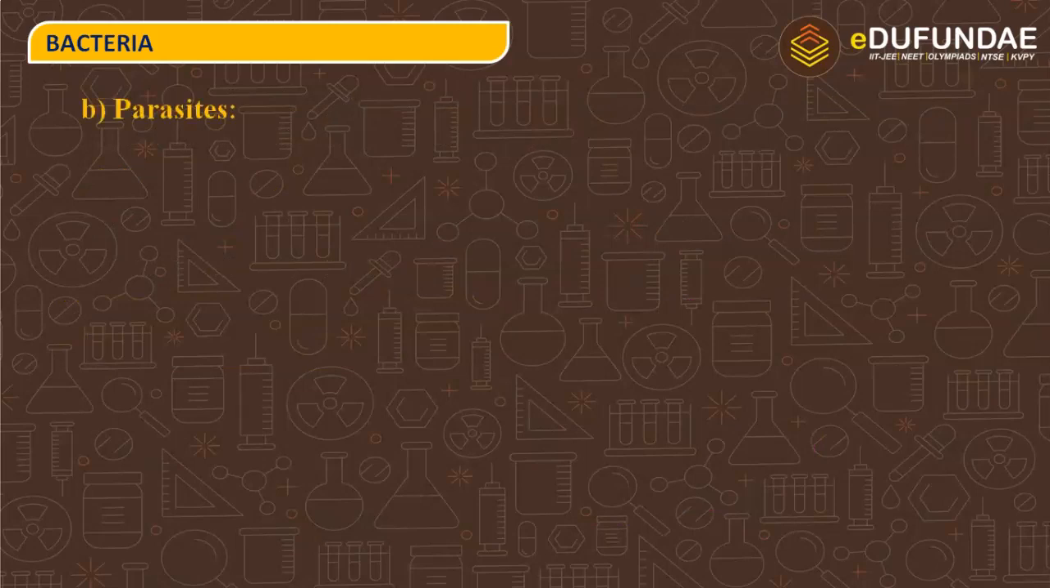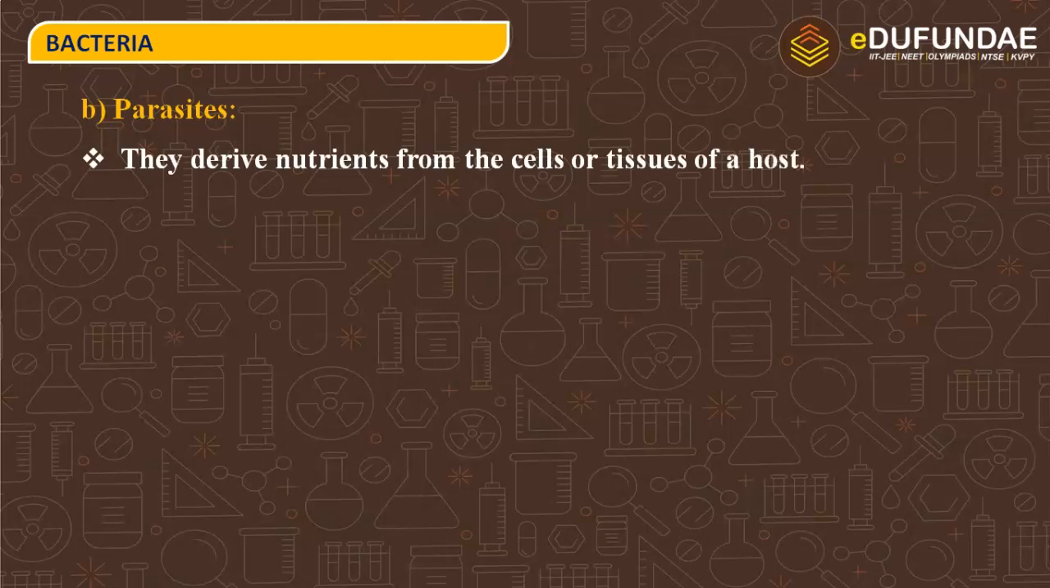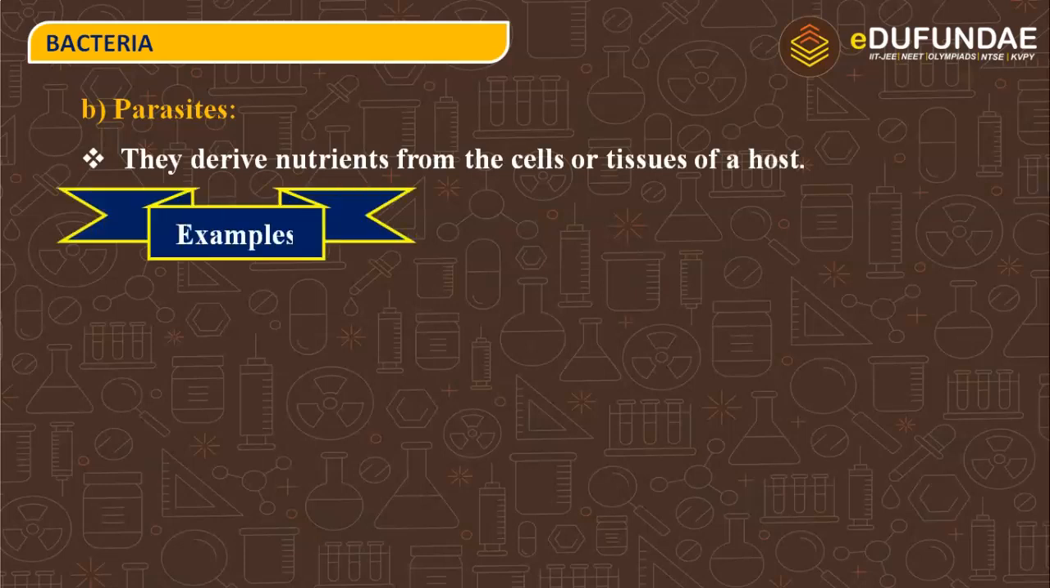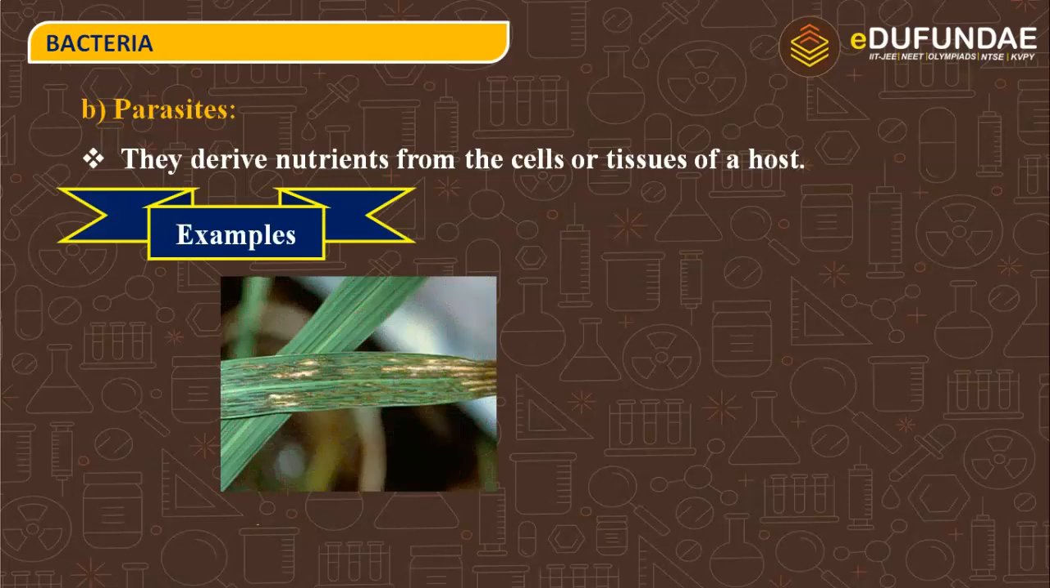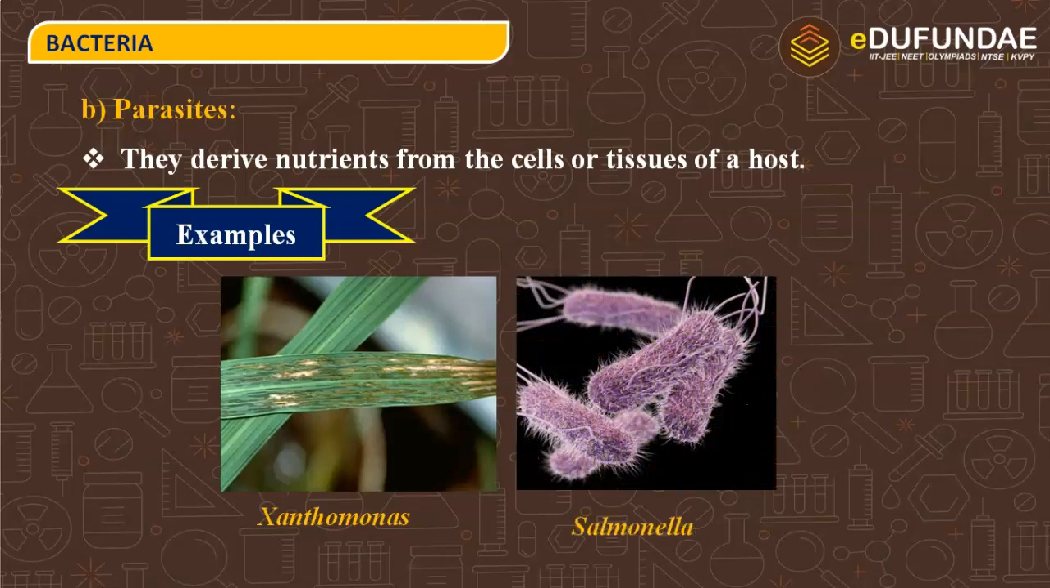Next category are the parasites. They derive nutrients from the cells or the tissues of a host. Examples, Xanthomonas. So basically these are the parasites and they will be causing various diseases in the plant, and the examples are Xanthomonas as well as Salmonella. We know Salmonella typhi, that is responsible for typhoid, and it is the bacteria over here.